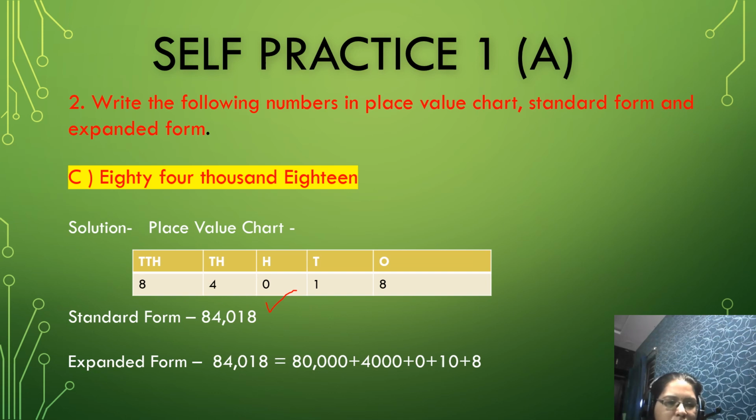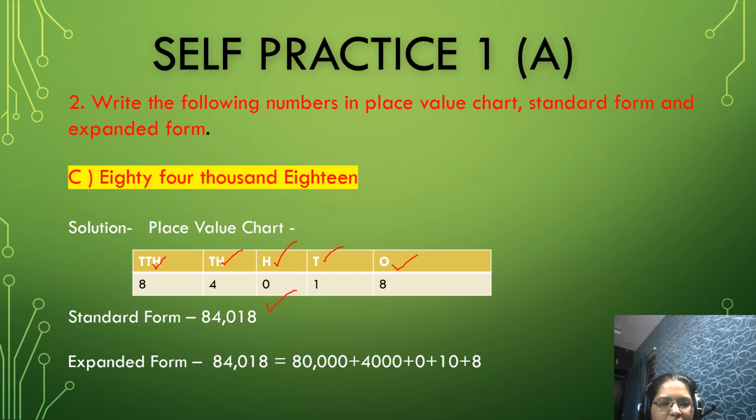And the place value chart: the place value of 8 is in the 10,000 place. The place value of 4 is in the 1000 place. The place value of 0 is in the 100 place. The place value of 1 is in the tens place. The place value of 8 is in the ones place, unit place.